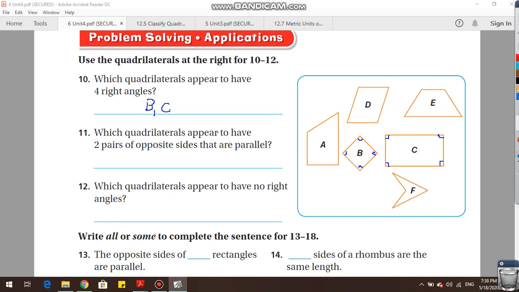Now, which quadrilateral appears to have two pairs of opposite sides that are parallel? Okay, let's see. I have here parallel, but I have only one pair, so I can't choose it. Now here, I have one pair. Oh, and I have a second pair. Okay, here I have only one pair. And here, oh, I have two pairs. And here I also have two pairs. So which quadrilateral has two pairs? So it's B, C, and D.